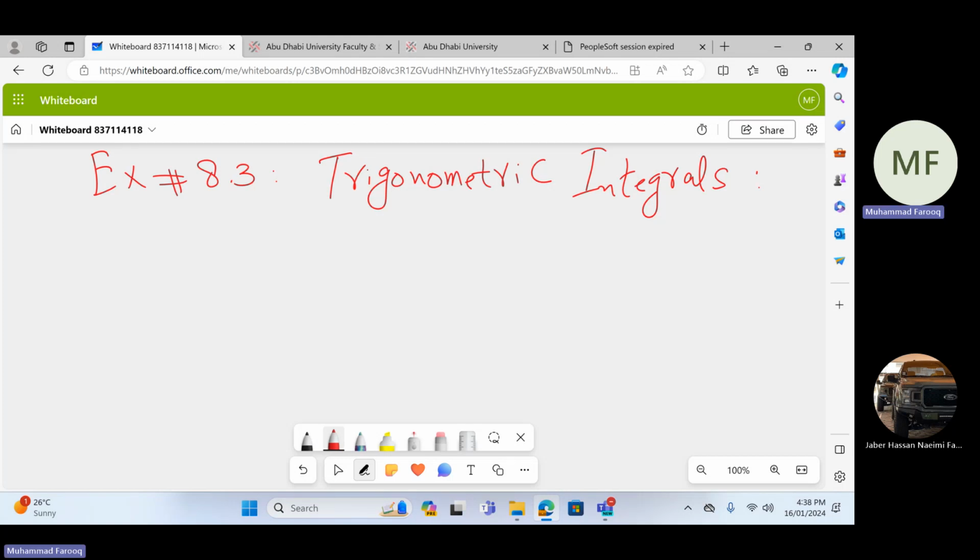So what I have done, I divided 8.3 into 3 sections. In each section, there are functions that come as a pair. How many trig functions do we have? 6. Can you tell me which ones form pairs? Sine and cosine is one pair. Tan and secant is another. And cosecant, cotangent.